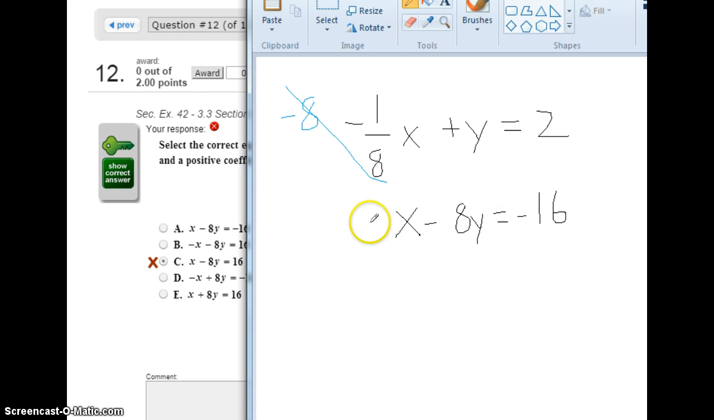So we have no fractions here. We have all integers, and then the 1 in front of x is positive. So that is what we were looking for. And this is called standard form when you have the x and the y on the left side, and then the plain number is off to the right side.